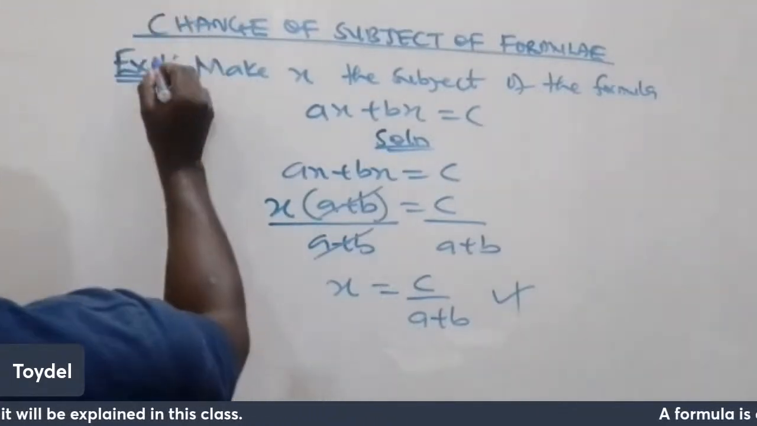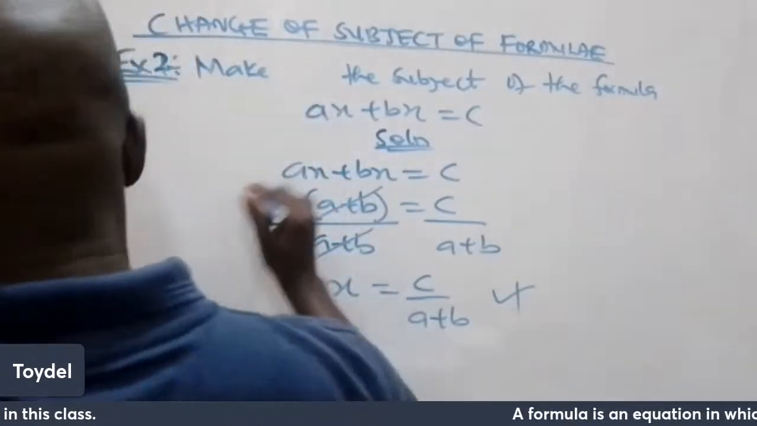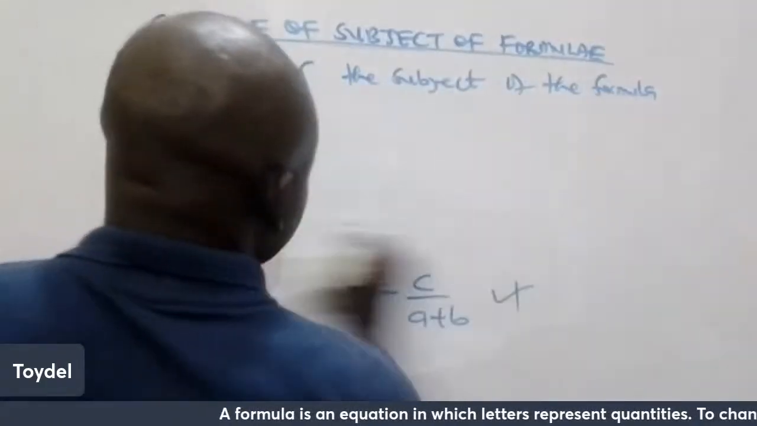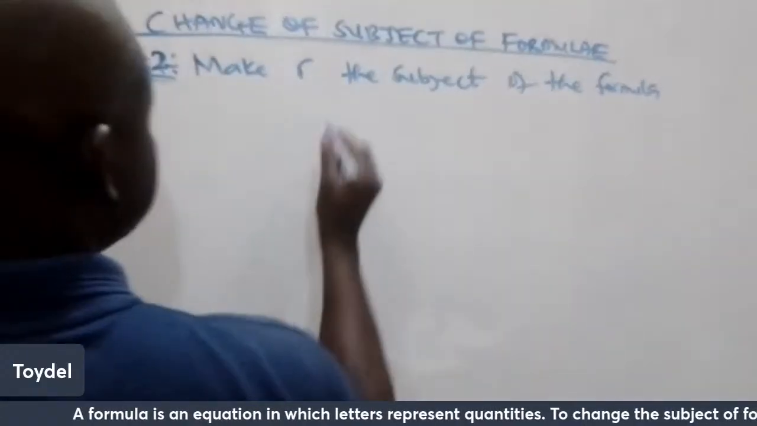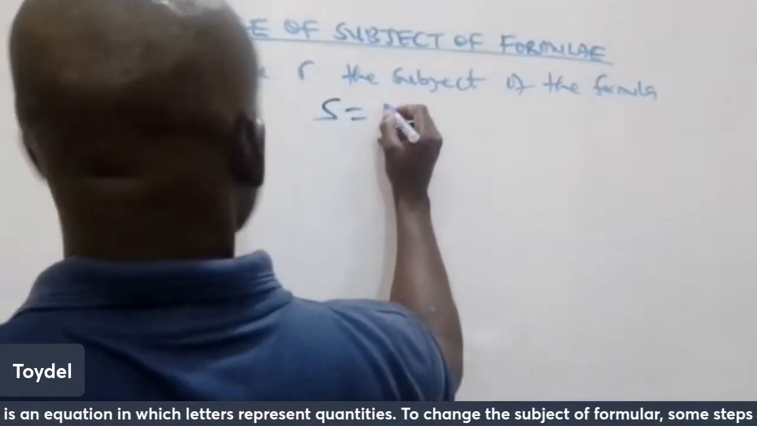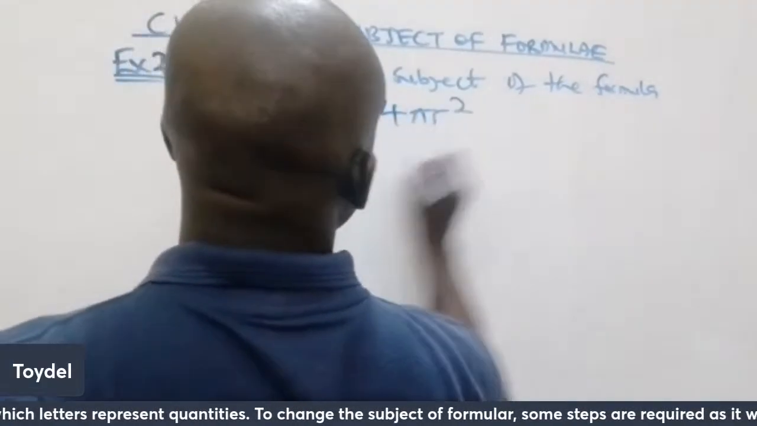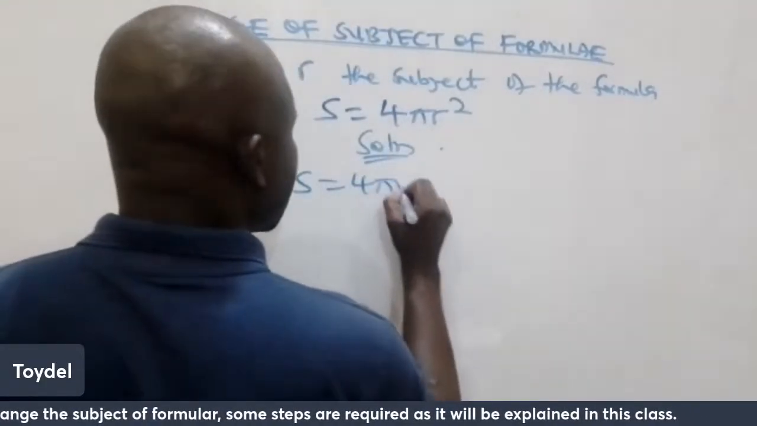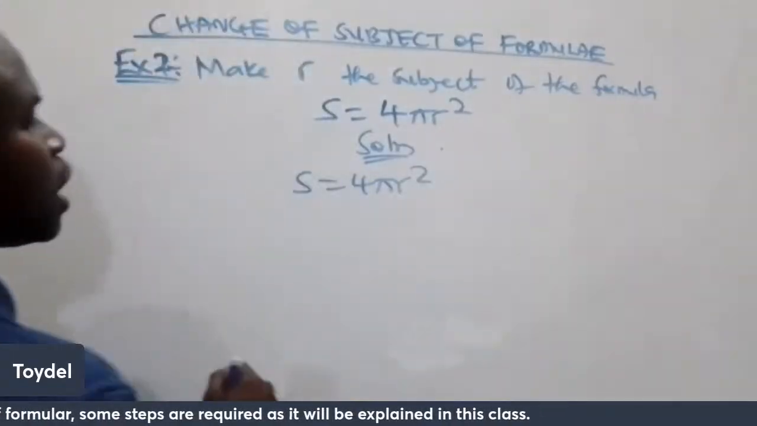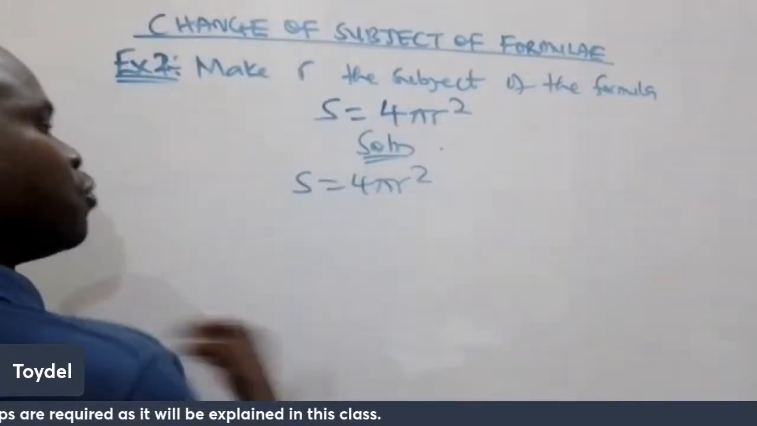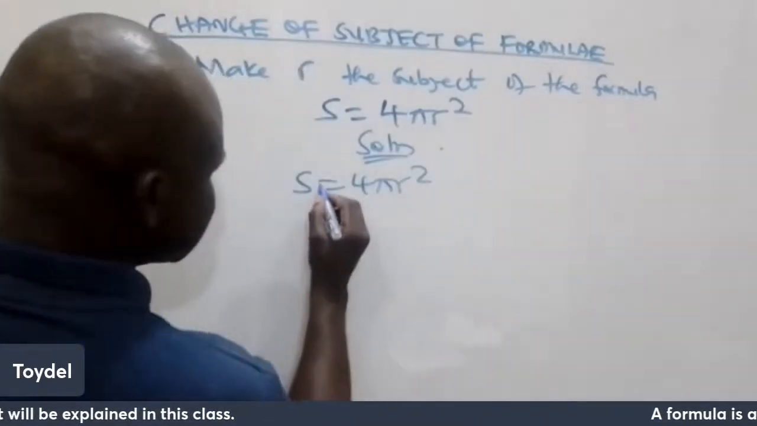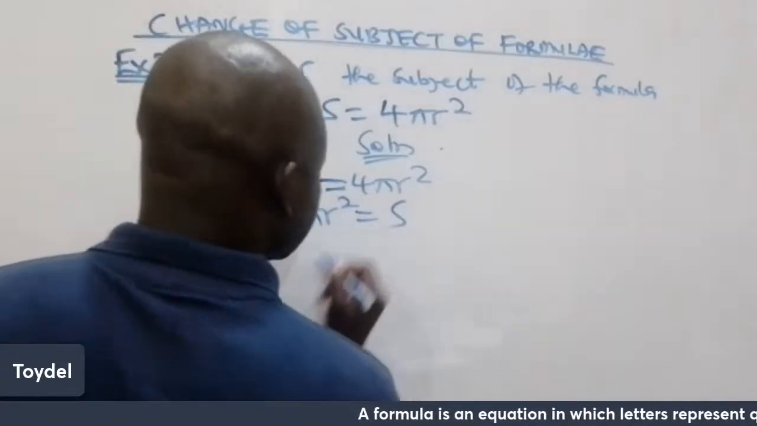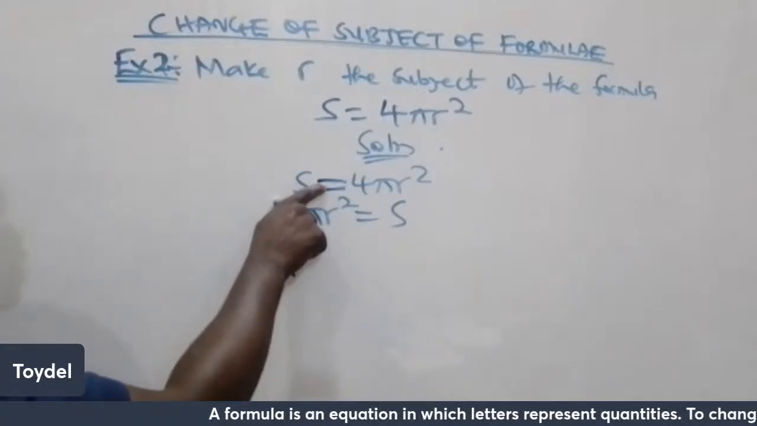Let's take another example, example 2. Here we have to make r the subject of the formula. What are we given? Here we are given capital X to be equal to 4 pi r squared. Solution: we have X is equal to 4 pi r squared. We want to make r the subject of the formula. So you do everything humanly possible to bring r to the left hand side. Since this is an equality sign, I can write 4 pi r squared is equal to X. It is still the same thing because of the presence of the equality sign.